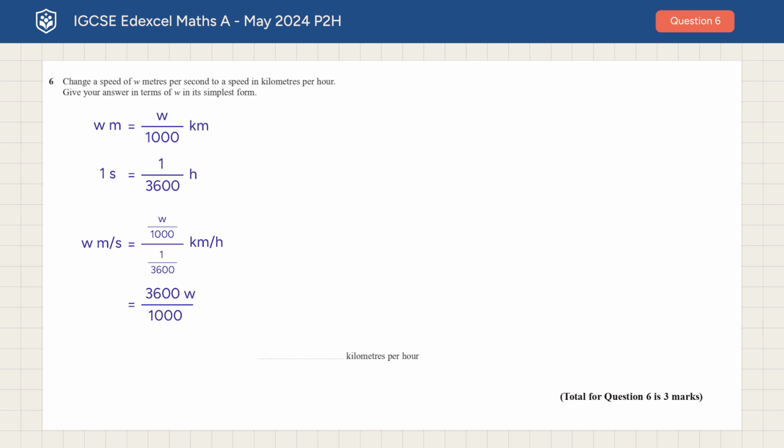Now, let's simplify. Cancel the zeros to get 36w over 10. This simplifies further to 18w over 5, which is also equal to 3.6w. So, the speed in kilometers per hour is 18w over 5, or 3.6w. Either form is acceptable in its simplest terms.